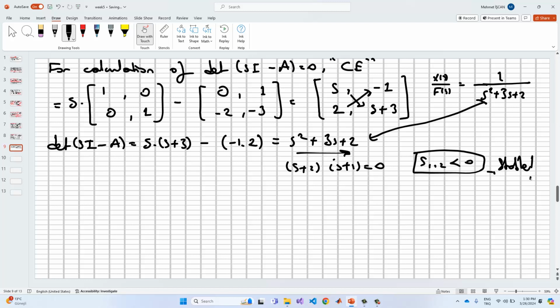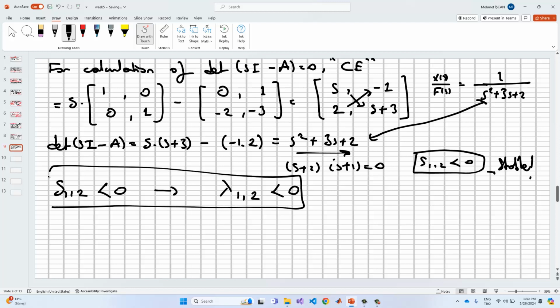This is simple. In the MATLAB program, we can check our state space matrix A or B in order to get the values of the eigenvalues, right? And so the eigenvalues s1 and s2 must be smaller than 0. Also lambda 1 and 2 must be smaller than 0, right? This is related to what? The frequency domain. This is related to the time domain, right?